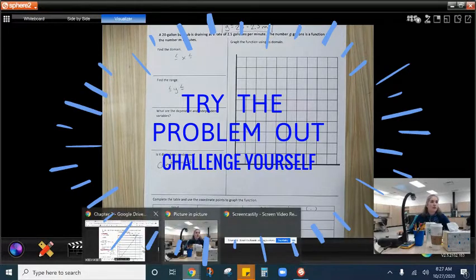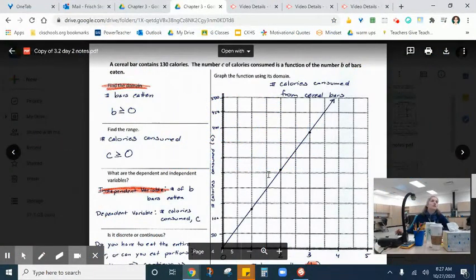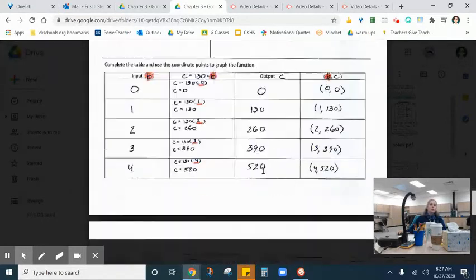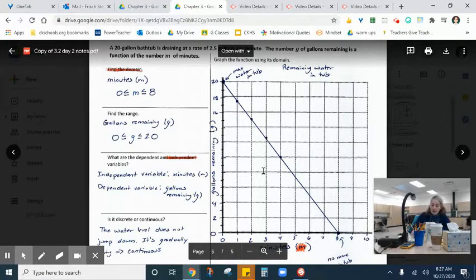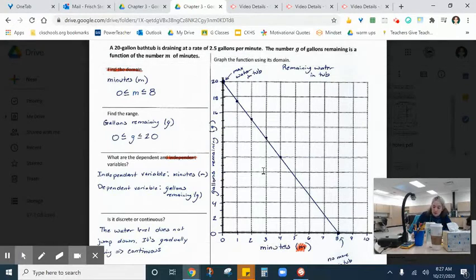All right, let's take a look at the answer really quick. So this is the wrong one. There we go. There's our bathtub. So you should have minutes for your domain. It should be between 0 and 8, right? 0 and 8 minutes. And then you should have between 0 and 20 for the number of gallons, because 20 is the highest and 0 is the lowest. You can't have more or less.